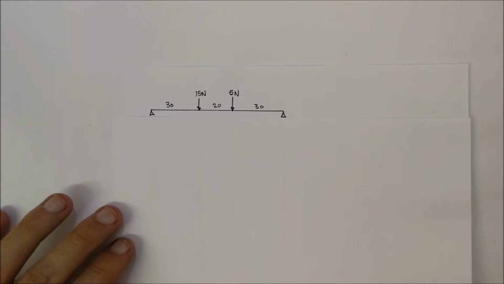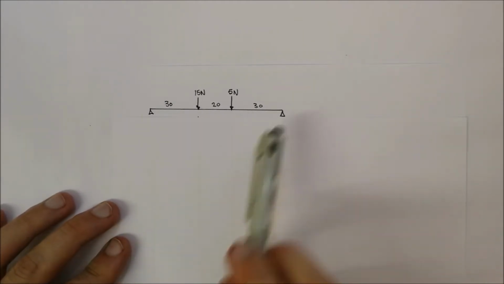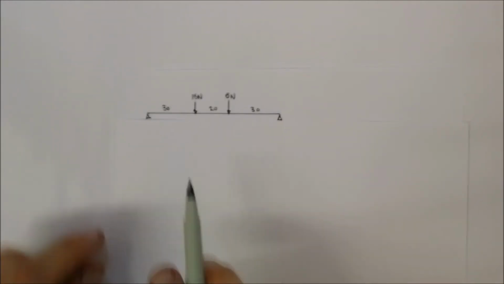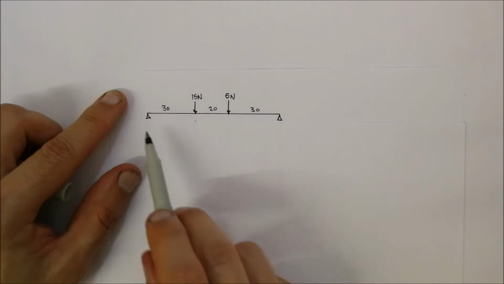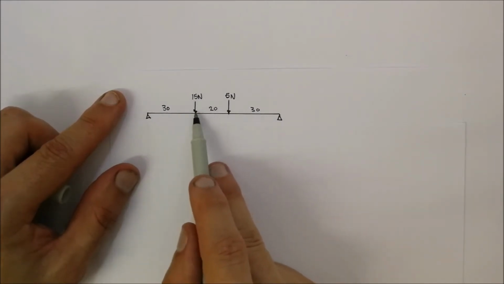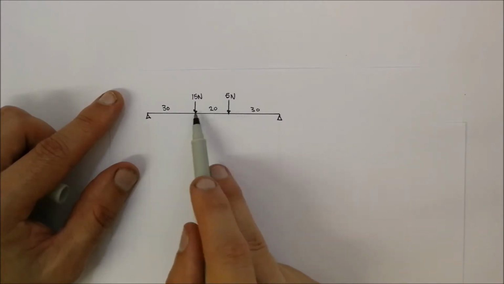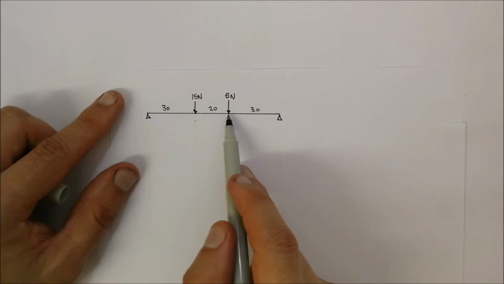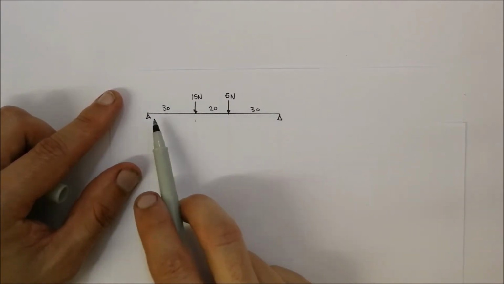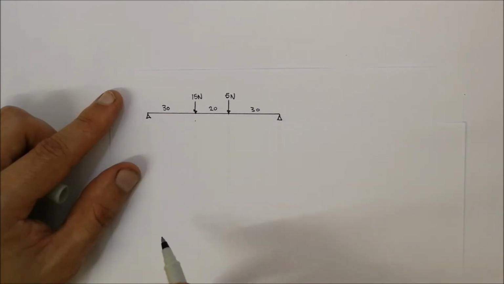Let's have a look at this example. I've already drawn out the beam. I've got two pivot points, over there and over there. 30 meters away is 50 newtons acting downwards. 20 meters away from that point is another force of 5 newtons, and that is 30 meters from this specific pivot point. So essentially the distance from this pivot point to that pivot point is 80 meters.